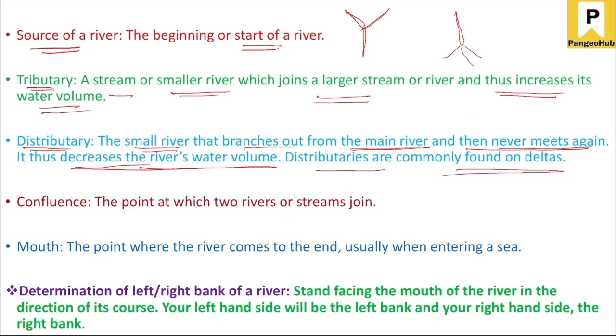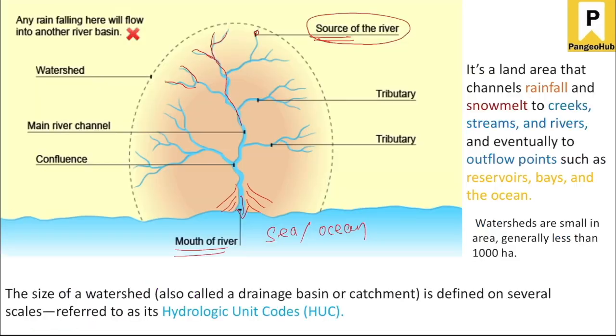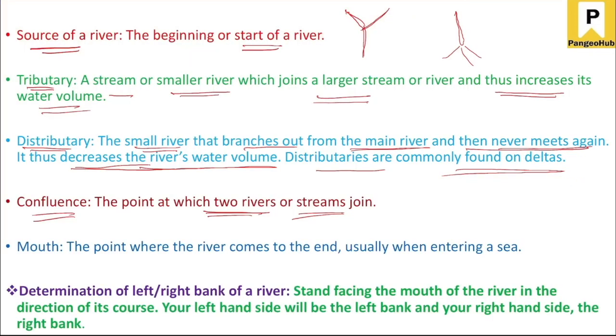Next point is confluence. Confluence is the point at which two rivers or streams join. So here you can see the two tributaries join with each other. This point marks the confluence. Here at this point all the tributaries end up joining. Afterward, there are no tributaries. So this point also marks the confluence. Generally, confluence means where two streams join, whether they are small streams or two large rivers. Their joining point is called confluence.